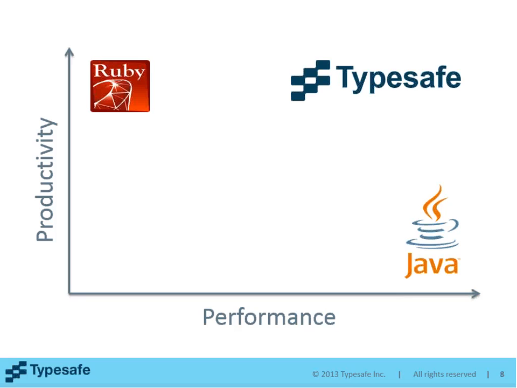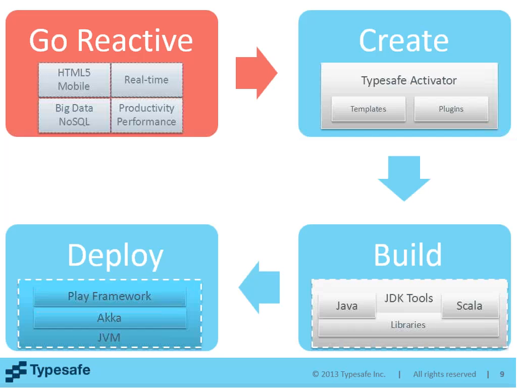And this is something that's always been a trade-off in the past. You could either choose to be productive but lose some performance, or you could choose performance and lose some productivity. And with the Typesafe platform, what we've done is make it so you don't have to have that trade-off. You can get the best of both worlds. Sounds kind of too good to be true, but you'll see in a little bit from my demos that it actually is true, and people are doing it today.